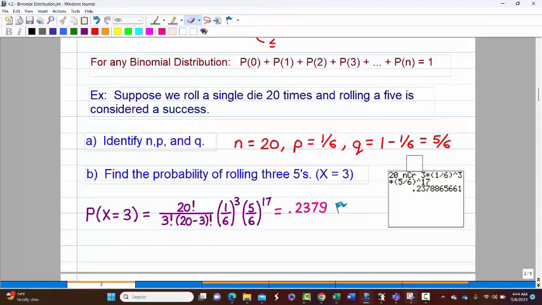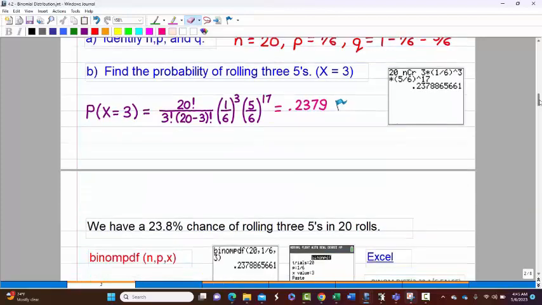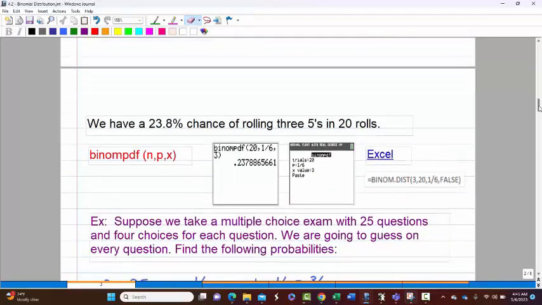And of course, I wrote Q, but we don't need it for the technology; it's there for the formula. You never know, you may have a test question that asks you to identify N, P, and Q. So make sure you know that Q is 1 minus P. You can use your notes, but we don't need it for the technology.